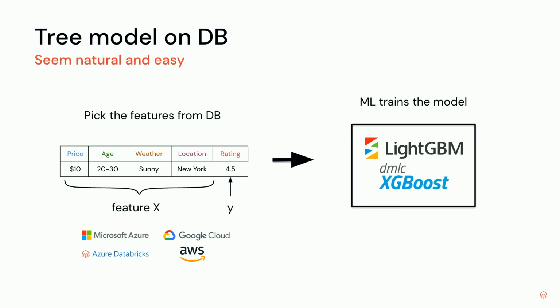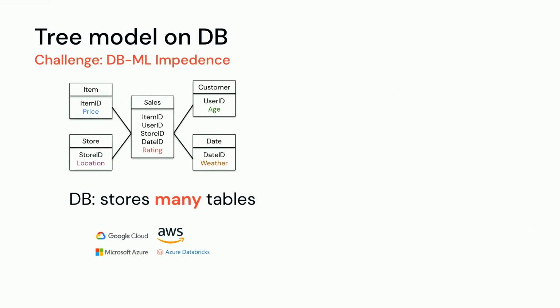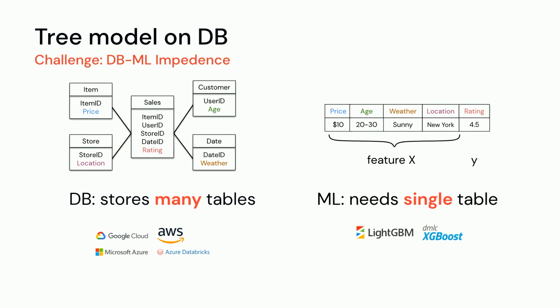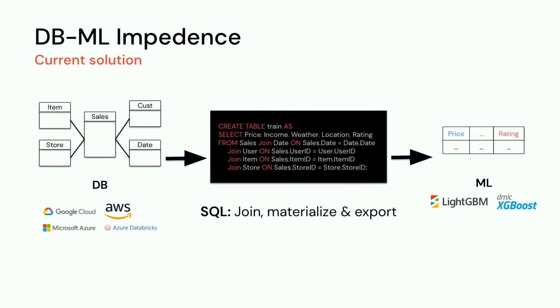But the core challenge lies in the impedance mismatch between how databases and machine learning structure datasets. Databases usually structure data across many tables. We have the sales table that stores these ratings, but all these features like customer age and cake prices are scattered around dimension tables. On the other hand, machine learning just needs a single table with both X and Y as input. To bridge this gap, the current solution is to write SQL queries that join all tables together, materialize the join as a single table, and then feed the results into the machine learning libraries.